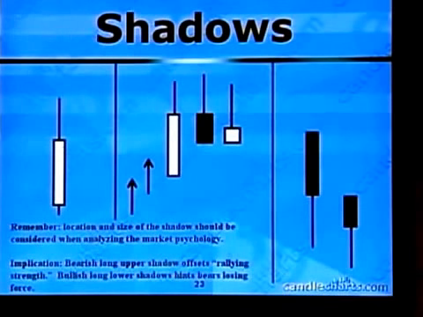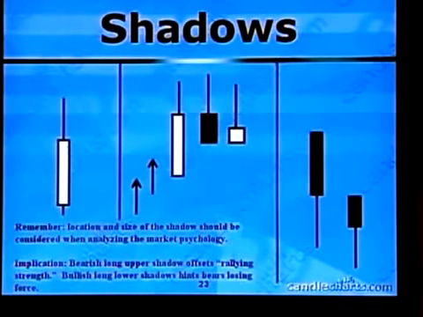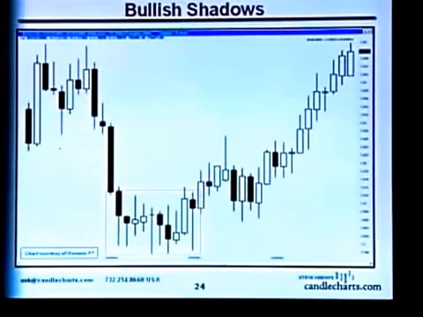Okay, so we always have to look at shadows. So here, for example, we have a series of long lower shadows near the same support area. Time after time after time rejecting lower price levels.